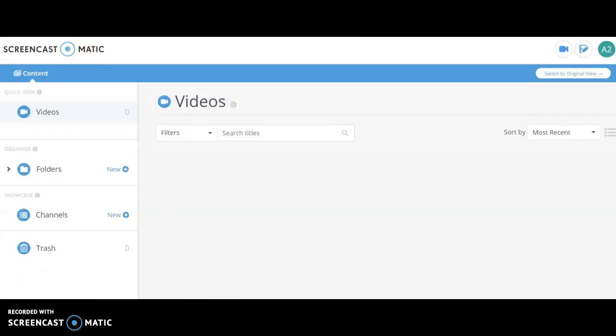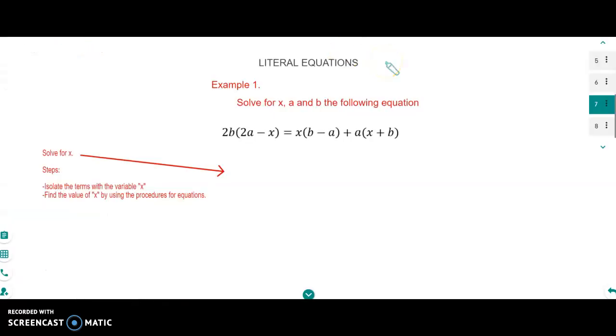Okay, so here we are in the literal equation examples. Let's start with example 1. We are going to solve for X, A, and B the following equation. Here we have a mixed equation with many terms. How many terms do we have here? We have A, B, and X. Okay, and they are asking to solve for every single variable. We have to solve for X, we have to solve for A, and we have to solve for B.